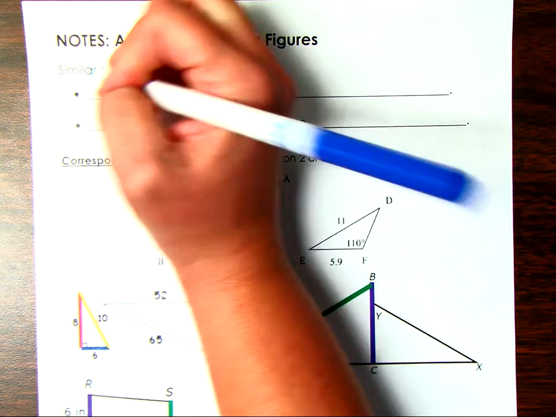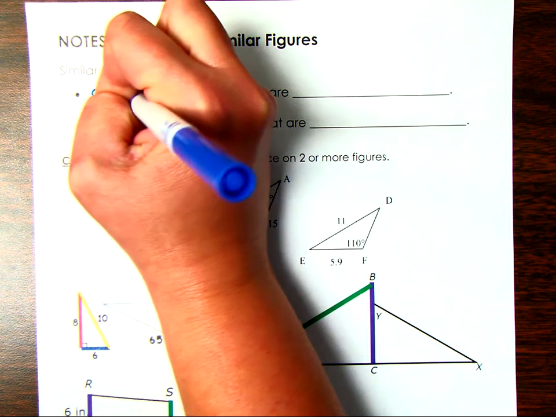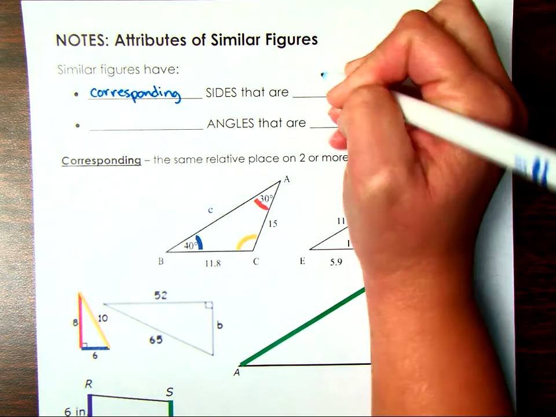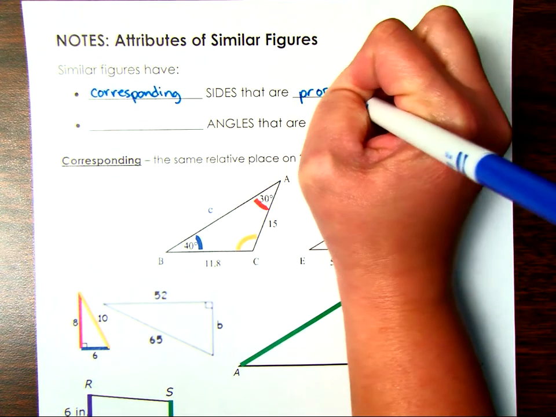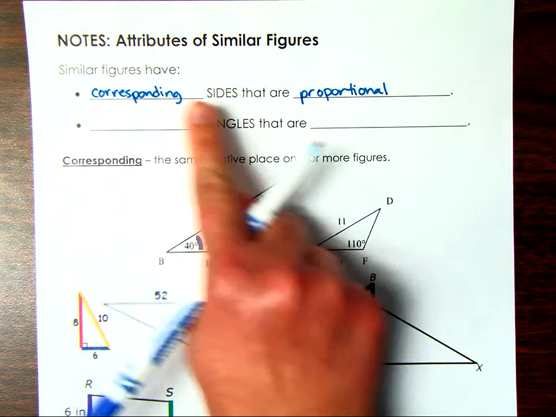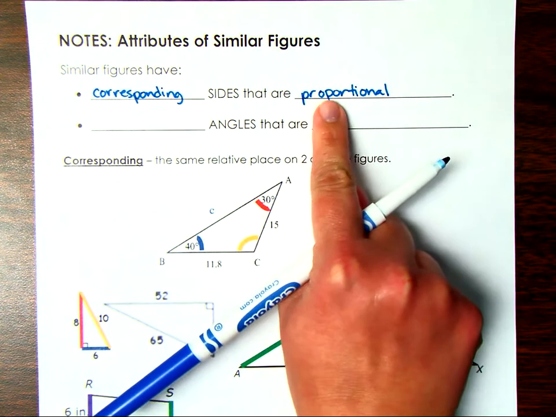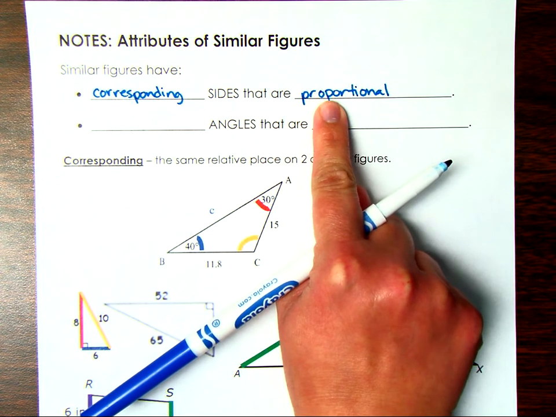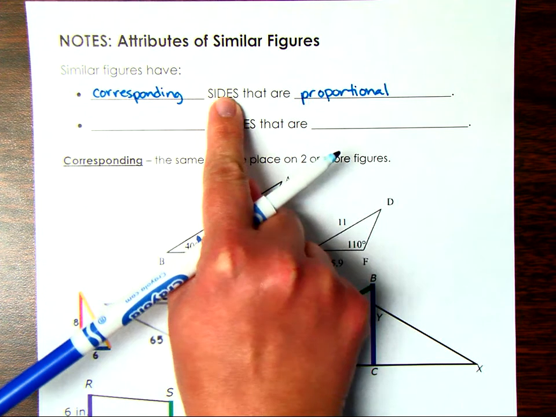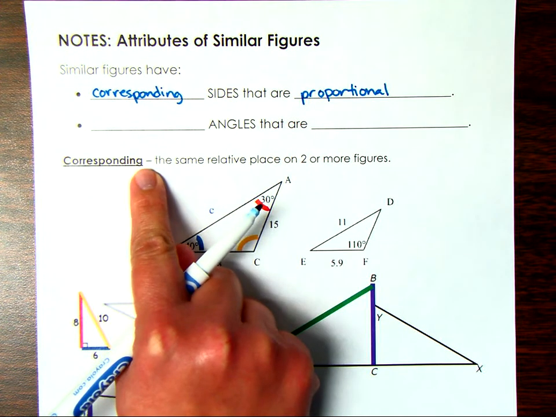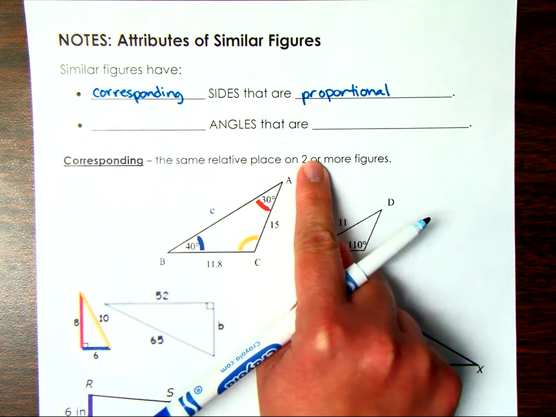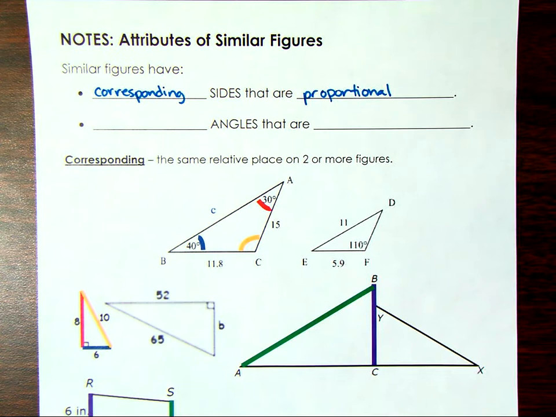First off, corresponding sides are going to be proportional. So proportions, remember, are two equivalent ratios. And we've been talking about proportions when we've used that one table, with words, original ratio, and new ratio. Corresponding sides, in case you're not sure, are side lengths in the same relative place on two or more figures. Once we look at these pictures today, we'll see what that is.